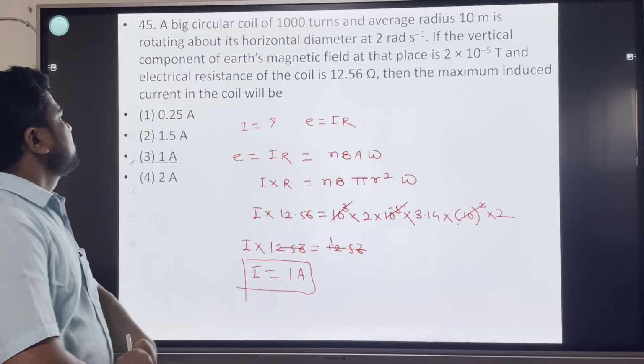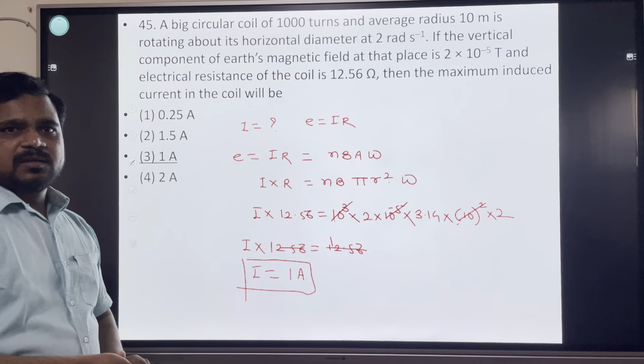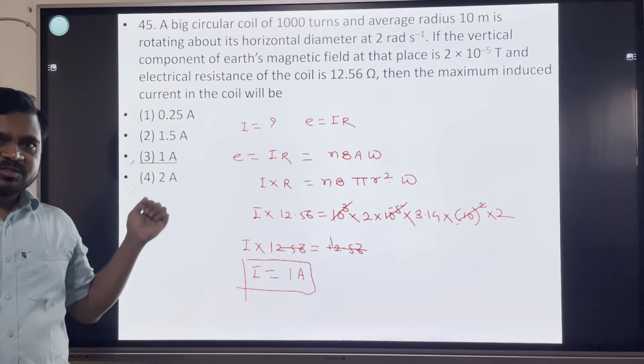So this is the question paper. Look at it carefully. See the solution.